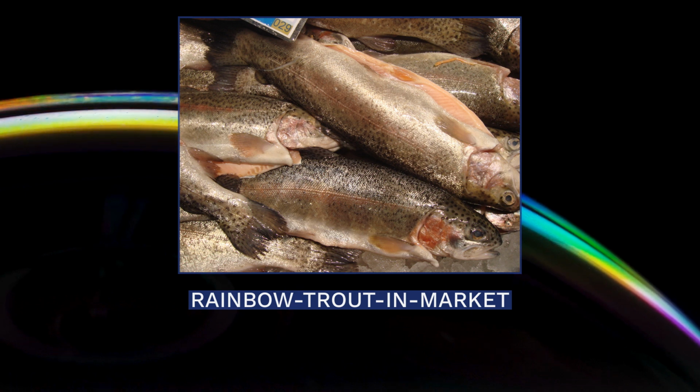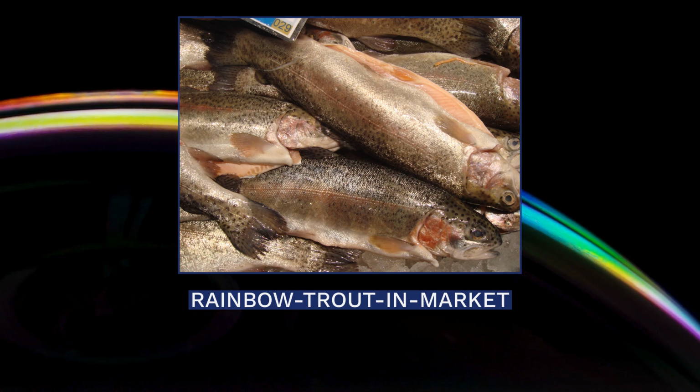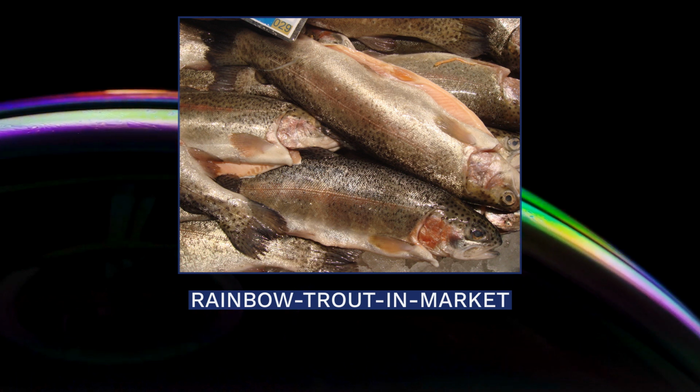Imports constitute only about 15% of farmed rainbows sold in the U.S., and nearly all domestic production is consumed within the country. Very little is exported. The U.S. produces about 7% of the world's farmed trout.